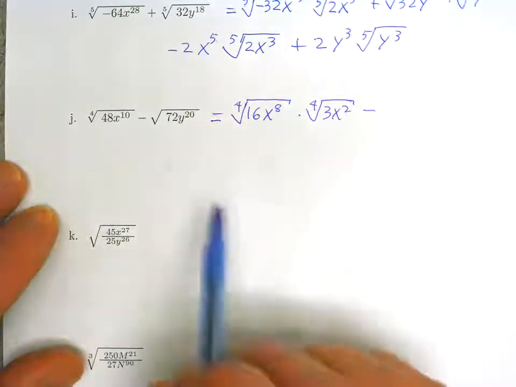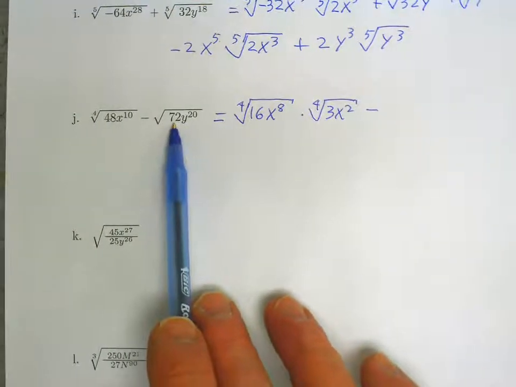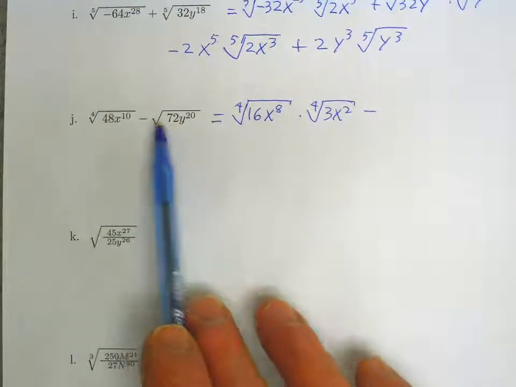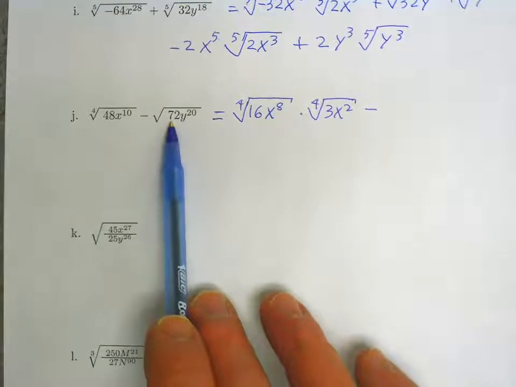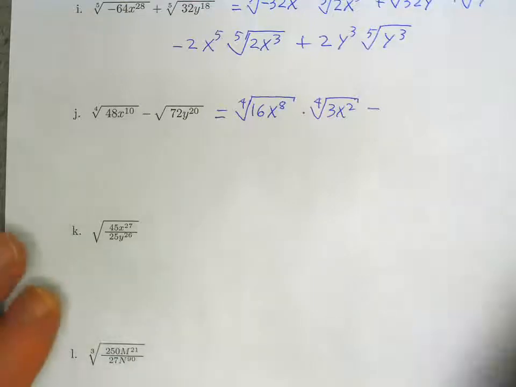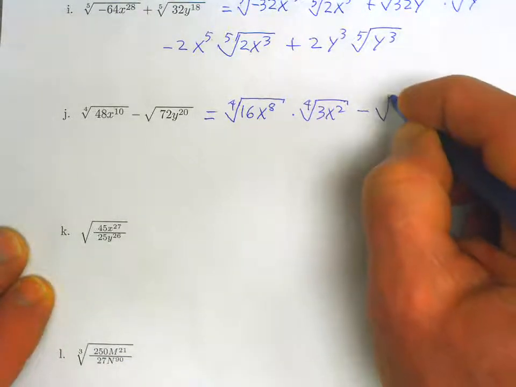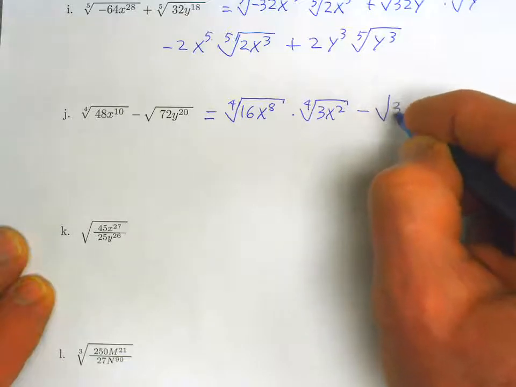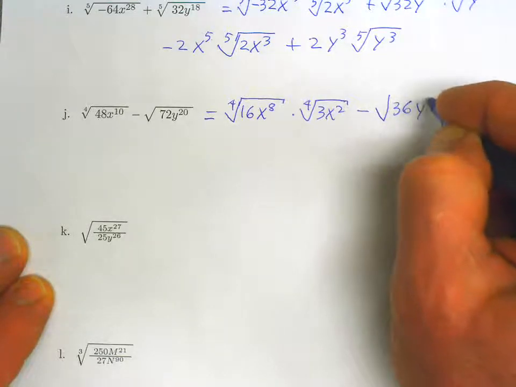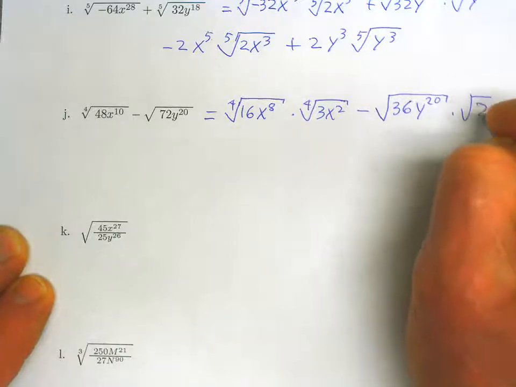And then in the next one, the largest factor of 72 that's a perfect square, this is a square root, is 36. 36 times 2 is 72. And y to the 20th is a perfect square because the exponent is a multiple of 2. So we can write this as minus the square root of 36y to the 20th times the square root of 2.